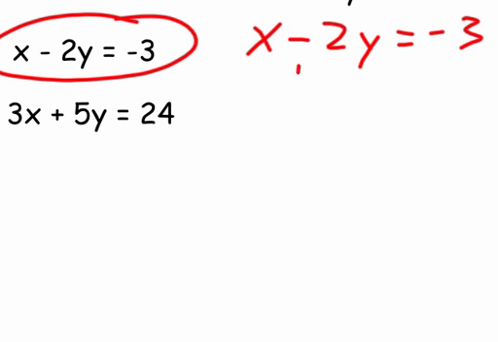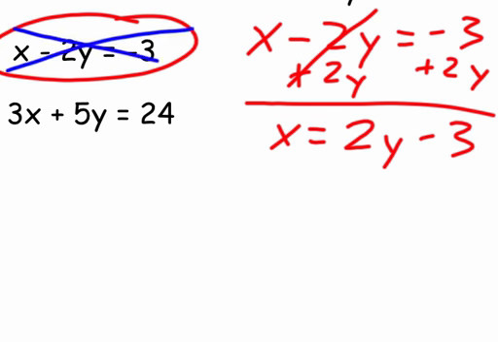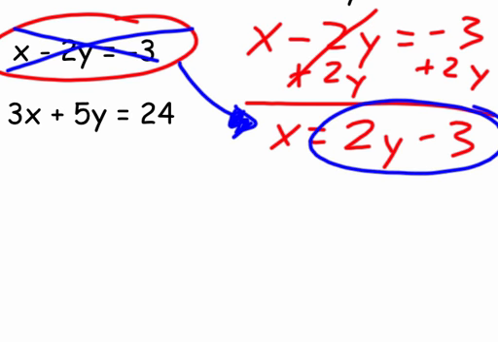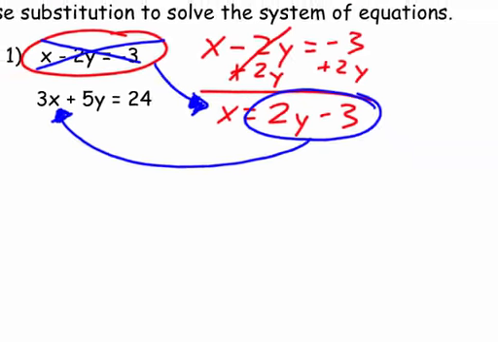Because all I have to do is just add my 2y to the other side. So now I have x equals, and I'll just put the 2y first. I like putting the variables first. 2y and a negative 3. So I just replaced this equation with this guy. I just switched the spots. I got x by itself, because now I'm saying that's what x is. So I can plug that in for x into my other equation by substituting it in. Substitution.